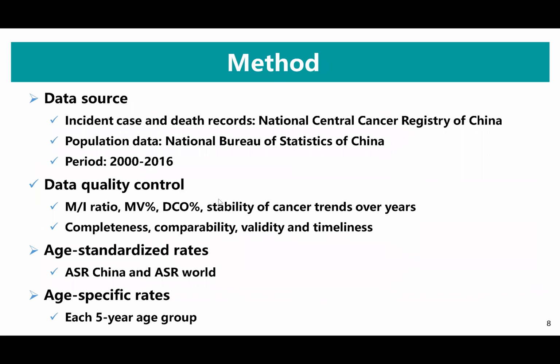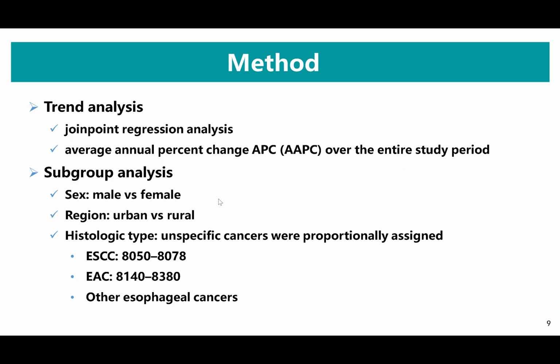We extracted data from the National Central Cancer Registry of China from 2000 to 2016 and performed comprehensive quality control. Age-standardized rates and age-specific rates were calculated. We performed a joinpoint regression analysis to examine the trend in incidence and mortality of esophageal cancer. Subgroup analyses were conducted by sex, region, and histological type.